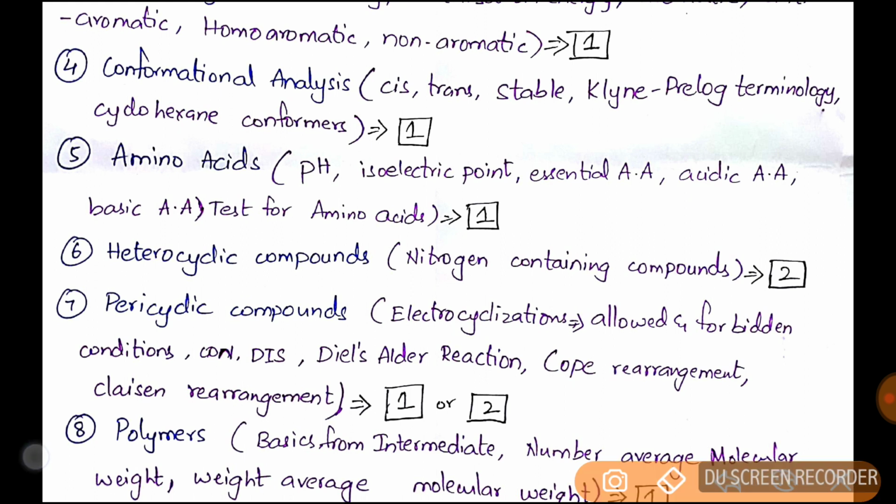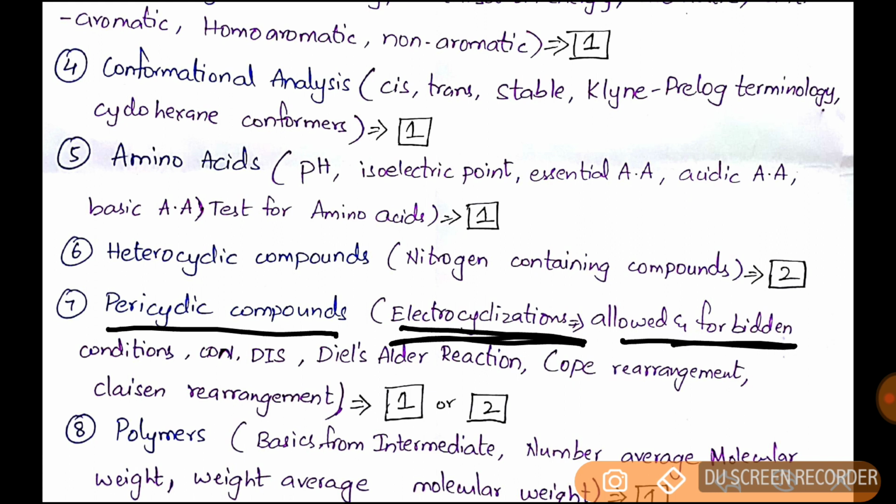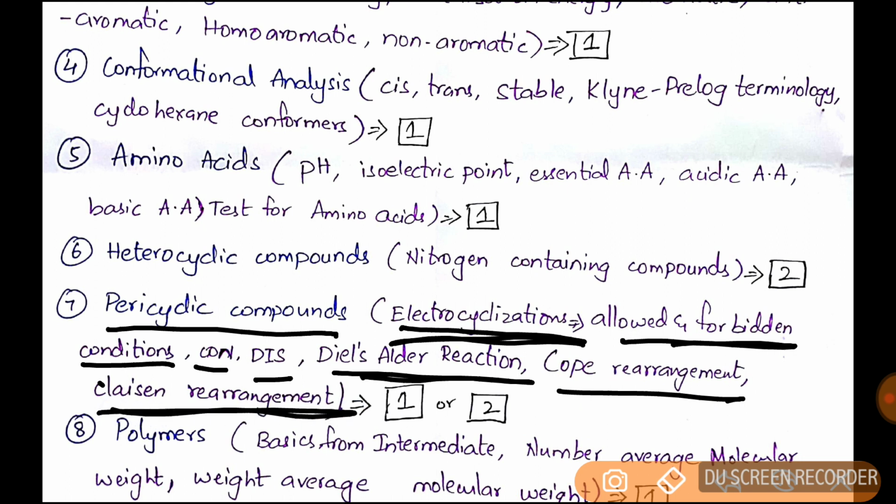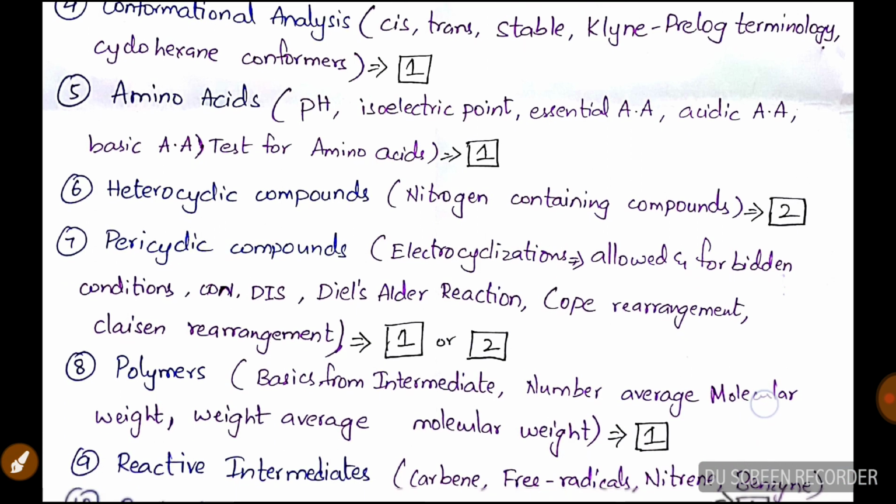And then there are pericyclic reactions. In pericyclic reactions, specially stress on electrocyclizations, allowed and forbidden conditions, that is thermal and photochemical conditions, conrotation, disrotation. And these are the important reactions in pericyclic chemistry: Diels-Alder reaction, Cope rearrangement, Claisen rearrangement. These are the important areas of pericyclic, guys. So they might ask 1 or 2 questions from pericyclic. And then comes polymers.